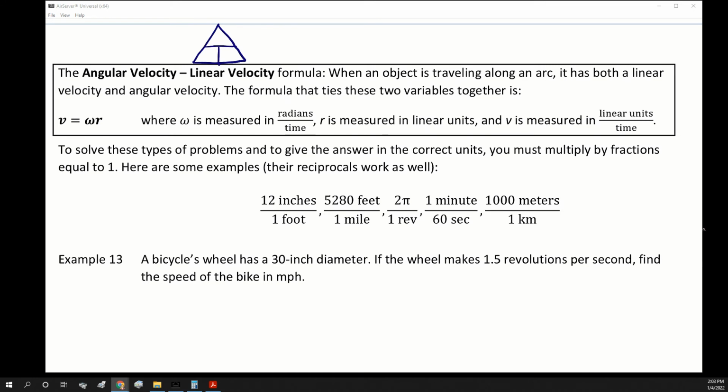All right, the top is going to be the linear velocity, and then the bottom two are going to be omega and r. So we can use that to find any of these. So you're either multiplying or dividing here.